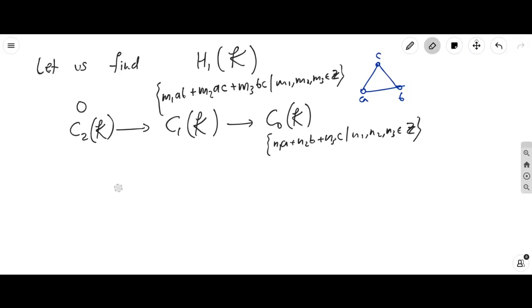So to find the first homology group, what we would need to do is first find the 1 cycles. So to find the 1 cycles, we first pick a chain, a 1-dimensional chain. So this is a 1-dimensional chain.